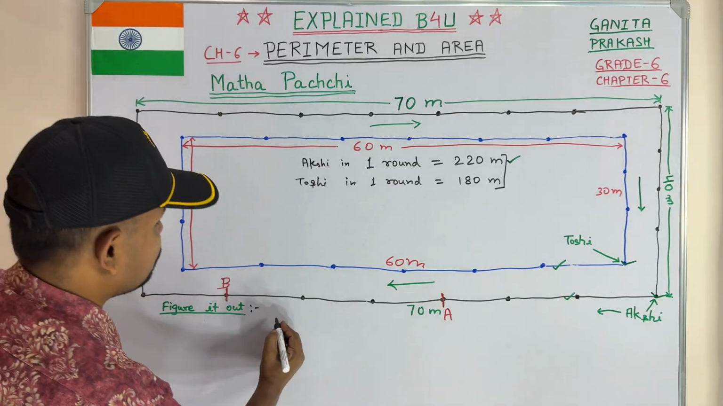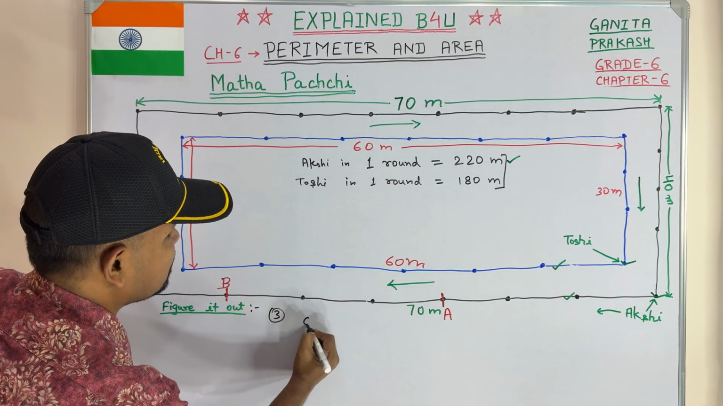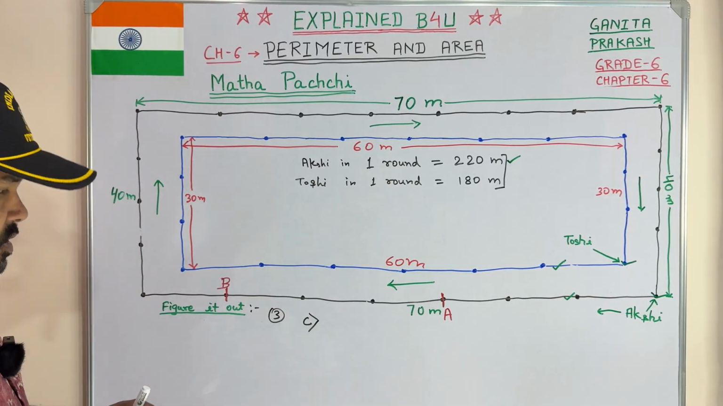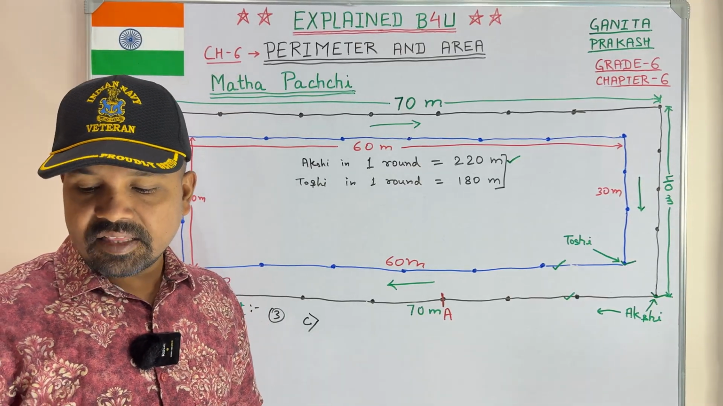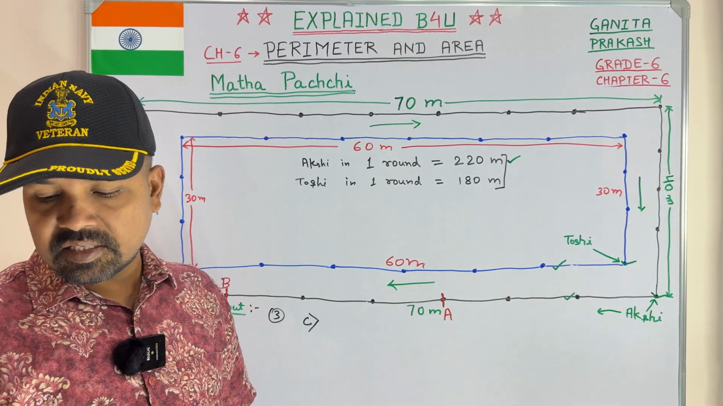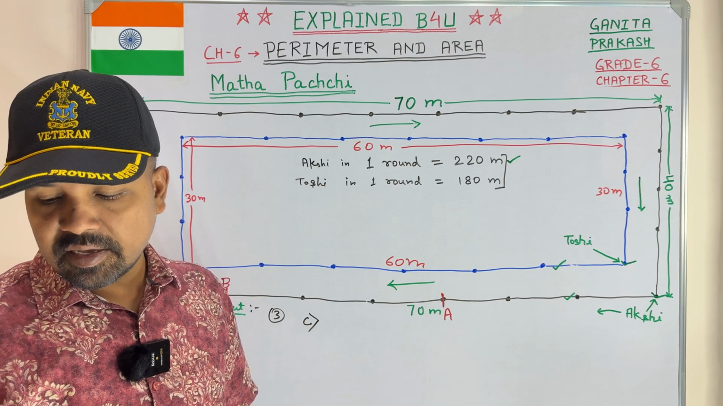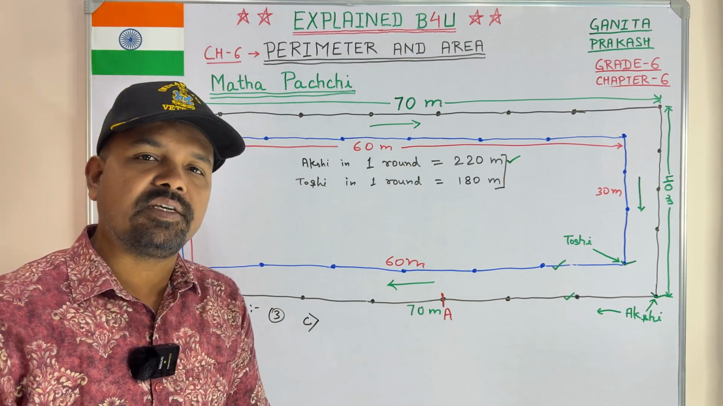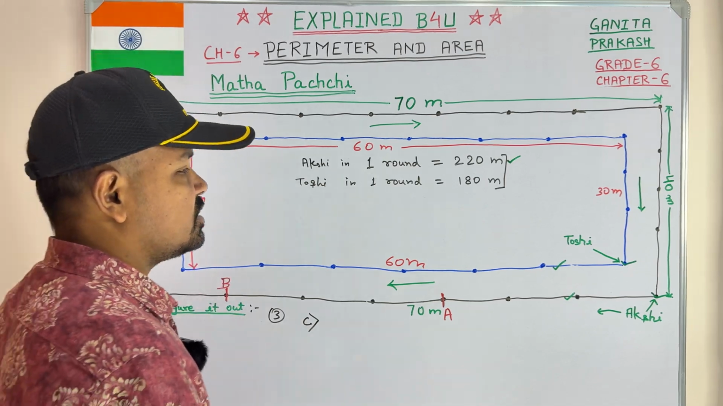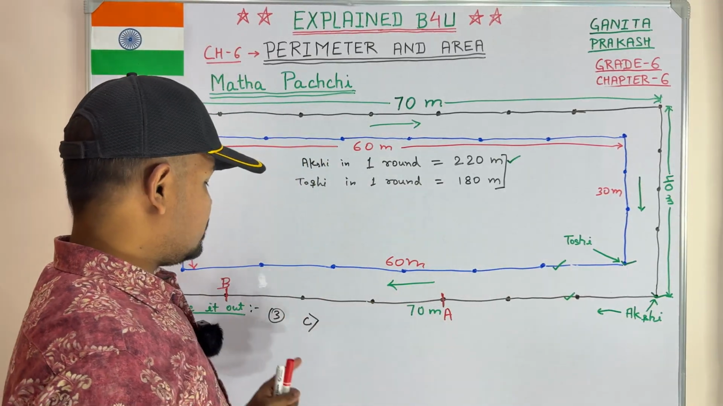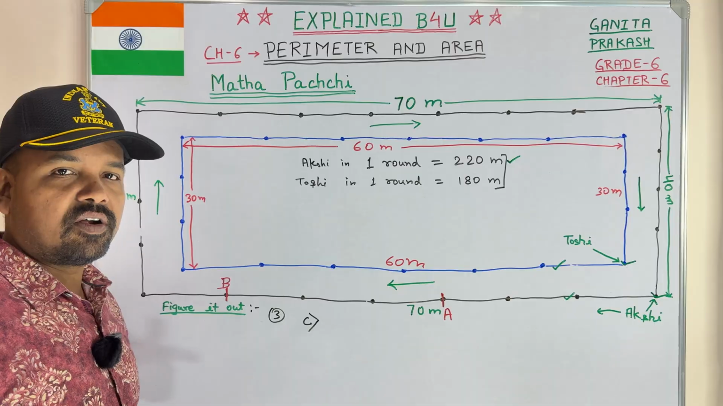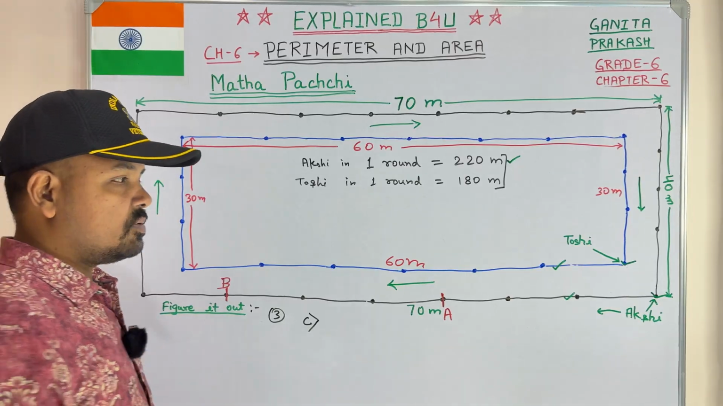Now let's figure it out. Question number 3C. Akshi ran 1000 meters. How many full rounds has she finished running around her track? Mark her position as C. Now the question is asking, Akshi has run 1000 meters. In the previous second question it was 500 meters. Now it is 1000 meters.